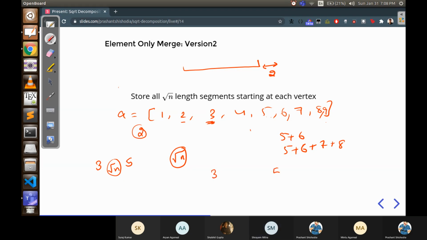Suppose we are computing 3 5. I'll know 2 4, then I'll add 5 and I'll remove 2. So I'll get the value for 3 5. I'll have to remove one element. So we are considering that the removal is possible.